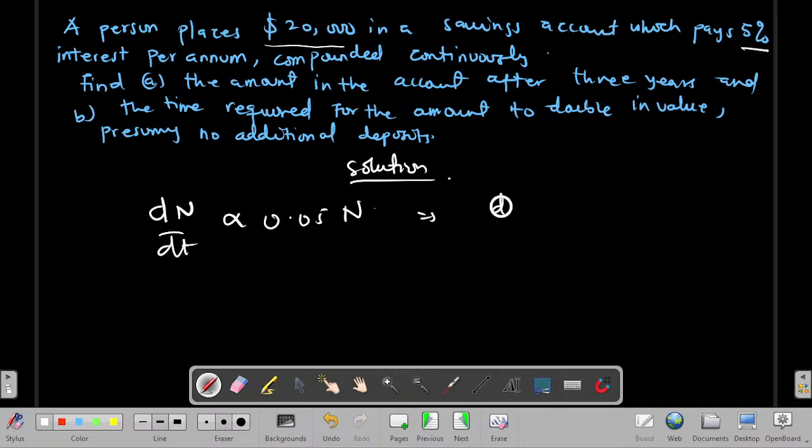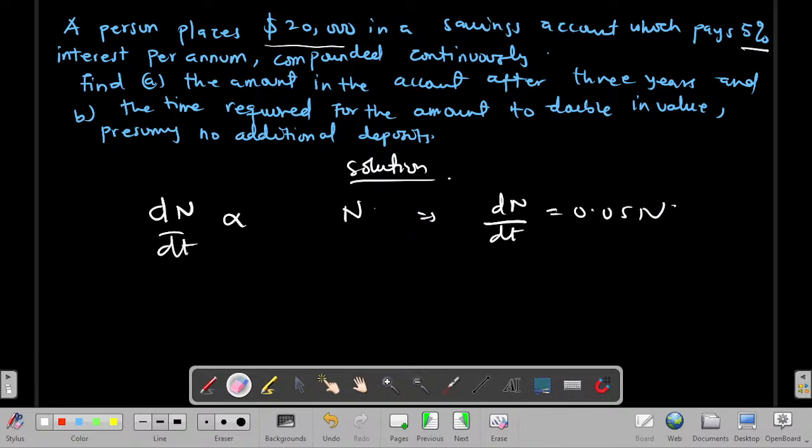Therefore, this becomes dN over dt is equal to 0.05N, right? 0.05N. So you say that the rate of change of your initial amount of money with respect to time, but since it is going to increase by 5%, it means that 0.05 will be introduced here. Okay. Now we have a differential equation.